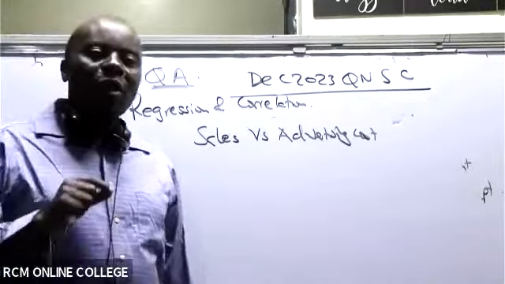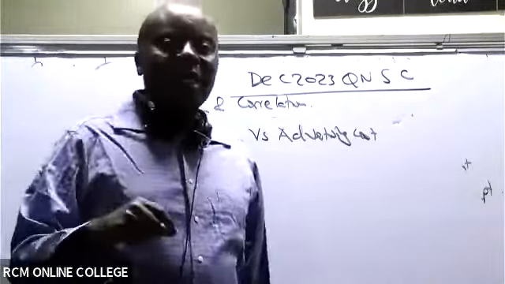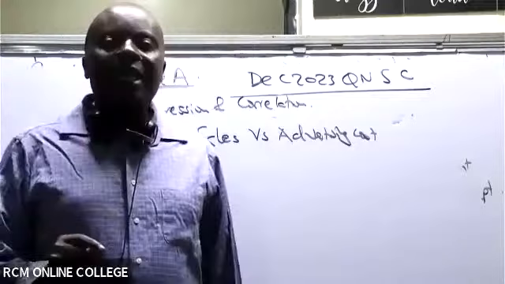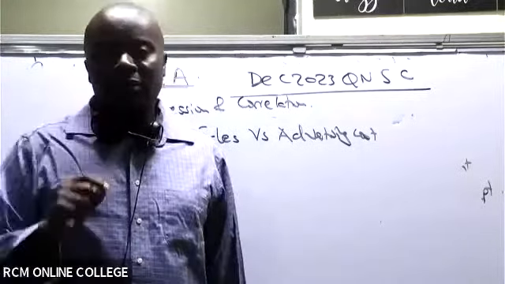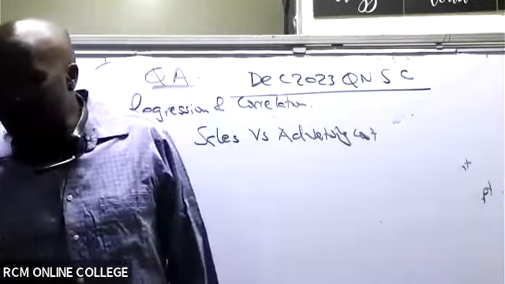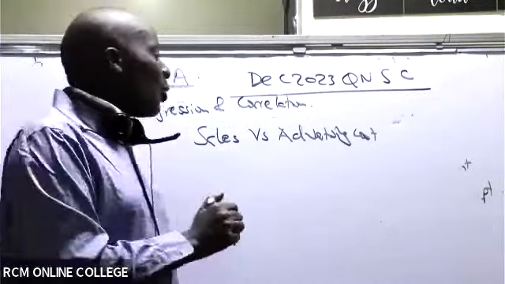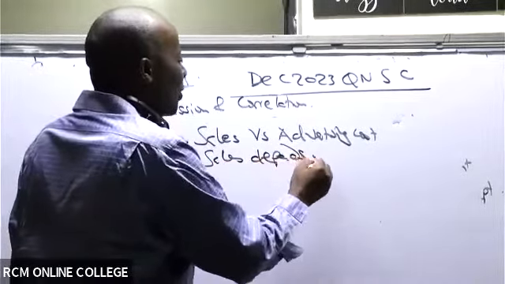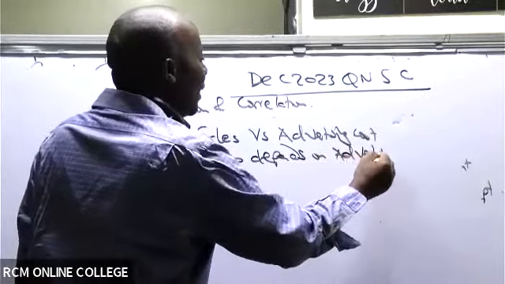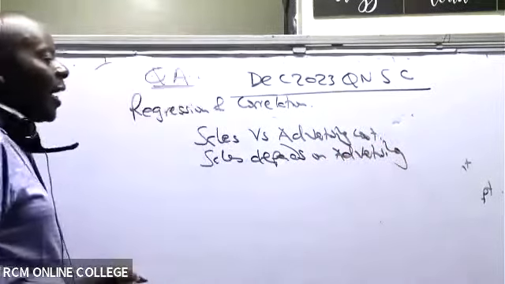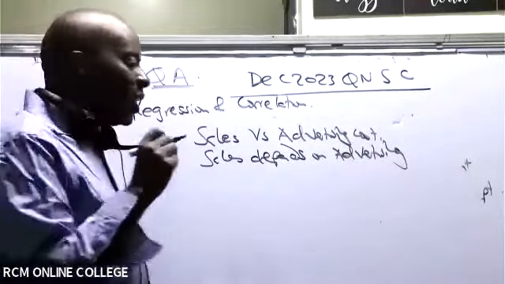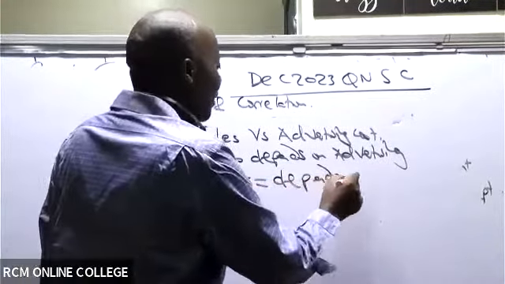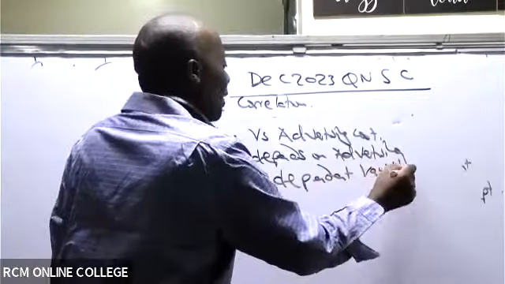Ladies and gentlemen, what I know, if we are aggressively advertising, like RCM College, we aggressively advertise. The moment you aggressively advertise, then sales will have to grow. Sales depends on advertising. Thank you very much, Sabrina. So sales depends on what here? Advertising. And therefore, sales is the dependent variable.